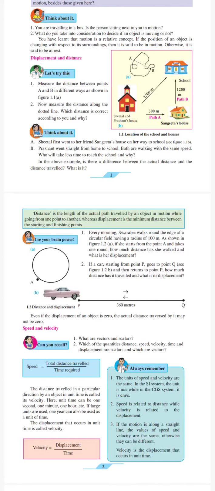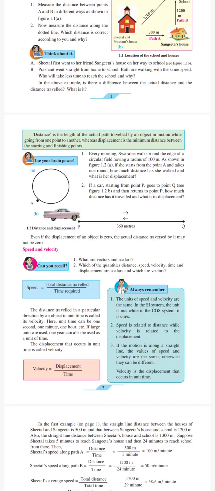They have given a definition on page number 2 in the block. Distance is the length of the actual path traveled by an object in motion while going from one place to another place. One place to another place means if you are traveling first west, then you travel north, then you travel east, this we call distance. But if you are directly traveling in the same line or the same path, for example only in the west direction, that we call displacement. This is the difference between distance and displacement.